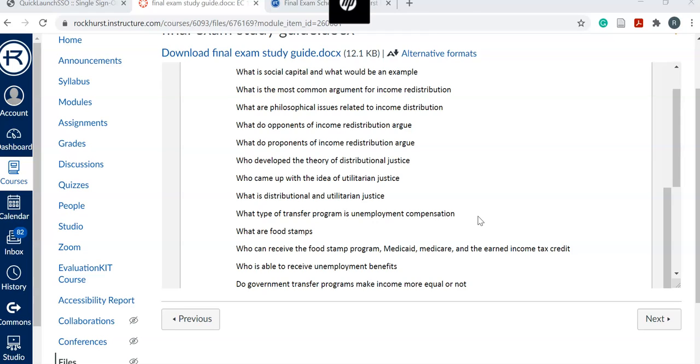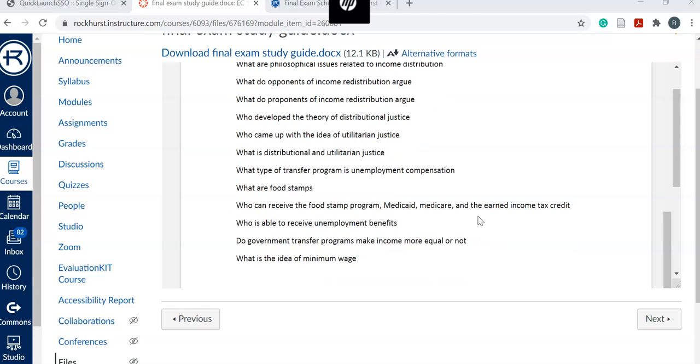Okay, who can receive the food stamp program, Medicaid, Medicare, and earned income tax credit? Generally, these are people who are in poverty. Who is able to receive unemployment benefits? Those who are working or have lost their job and are looking for a job. Do government transfer programs make income more equal or not? Okay, I think you can figure that one out.